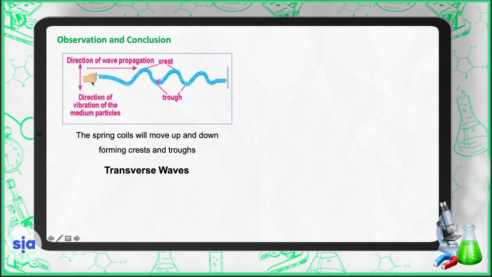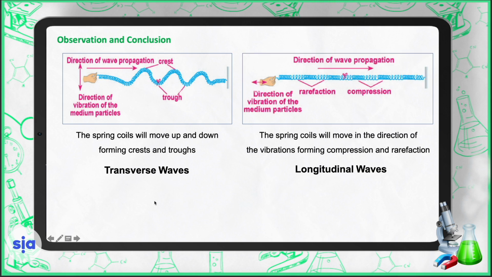If you move the coils of the spring up and down, this is the direction of the vibration, while this will be the direction of the wave propagation. The spring coils will move up and down, forming crests and troughs. This is called transverse waves.